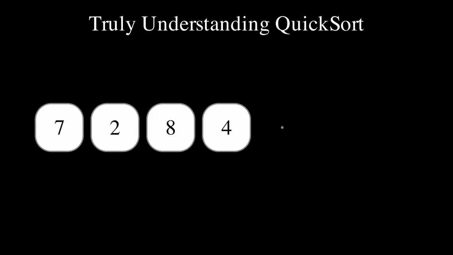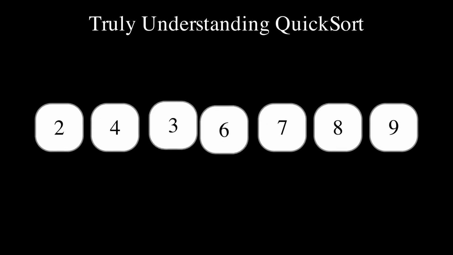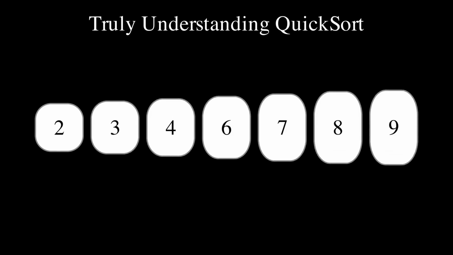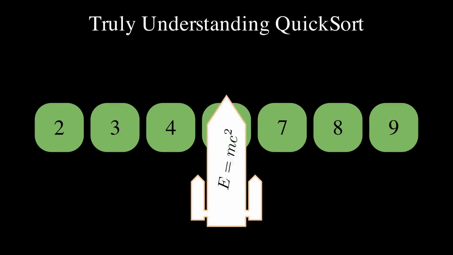Quicksort is a sorting algorithm. That is, it takes an array of values such as this one as input and it permutes them such that they end up in increasing order. Quicksort is one of the more interesting sorting algorithms, and it is a little bit like a rocket in that it is very fast, but very few people truly understand how it works.